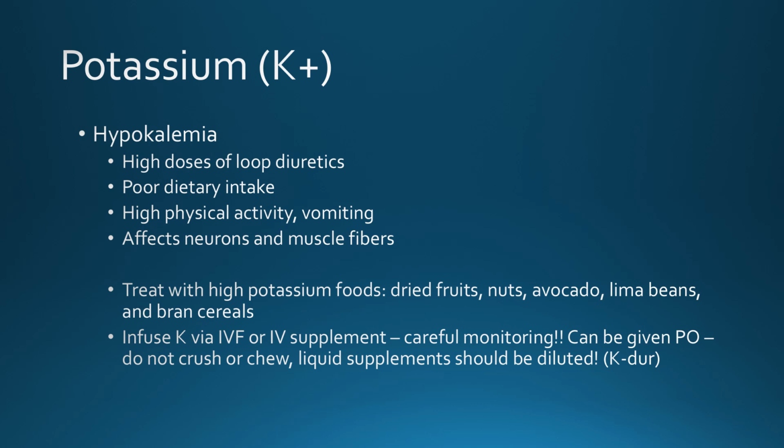Hypokalemia, this is another one that we get concerned about. I probably in my practice have seen more hypokalemia than hyperkalemia. Hypokalemia is more from high doses of loop diuretics, poor dietary intake, high physical activity, vomiting, and it affects, again, neurons and muscle fibers. So you can treat mild hypokalemia with dietary things like nuts, avocado, lima beans, bran cereals. A lot of people say bananas. But if you have significant hypokalemia, clinical hypokalemia that is causing problems, then you're probably going to need to infuse potassium via IV fluids or through an IV supplement where you're actually bolusing potassium itself. It requires very careful monitoring, again, because of its effect on muscle fibers, specifically those of the heart that we're concerned about.